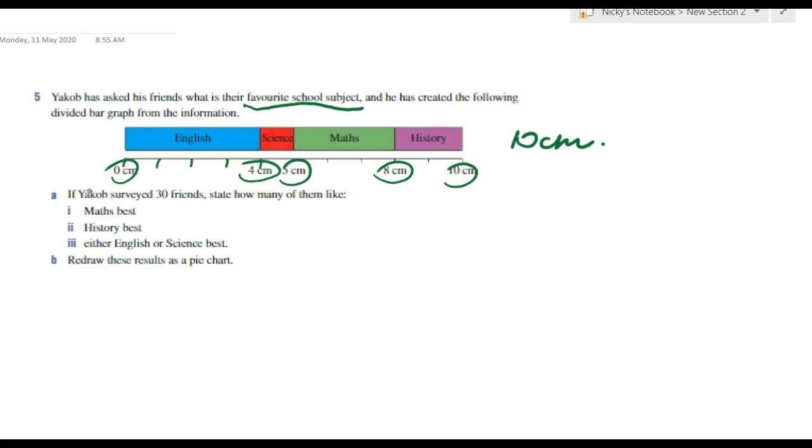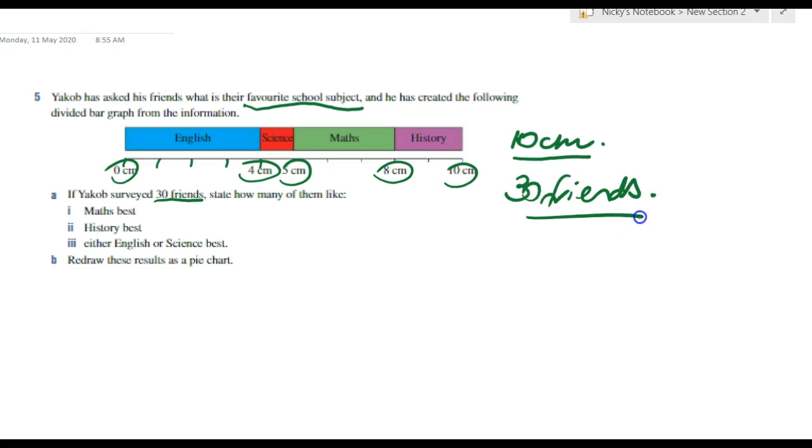Okay, so Jakob has surveyed 30 friends. State how many of them like maths best, history best, and then either science or English. So we're looking at the fact that it's 10 centimetres long and there's 30 friends.